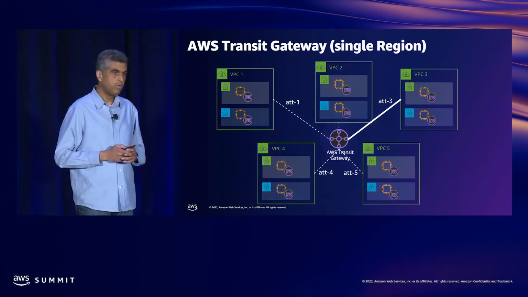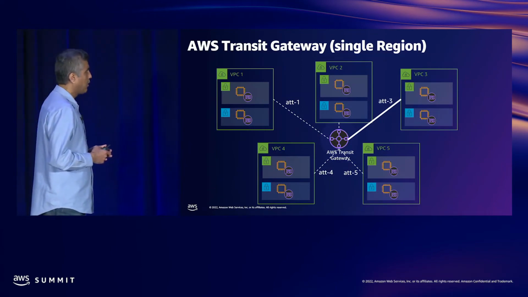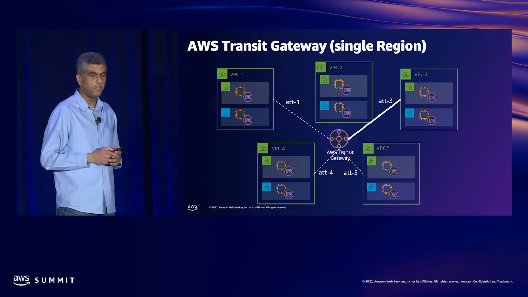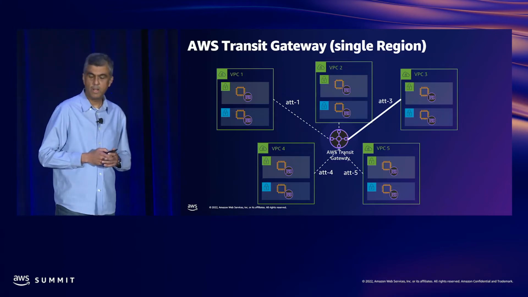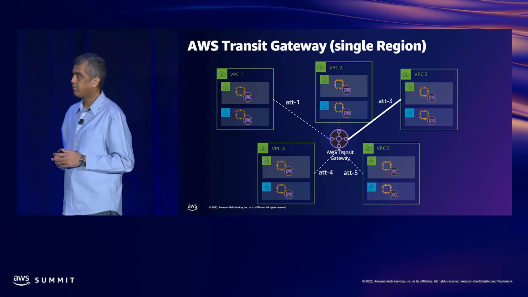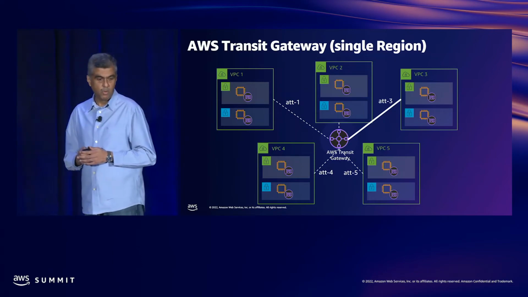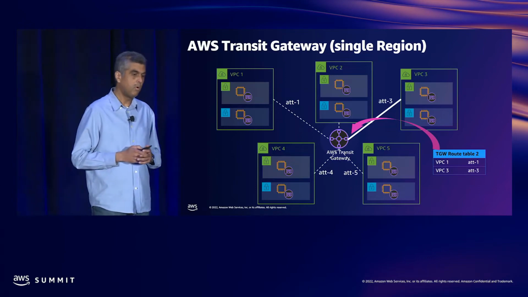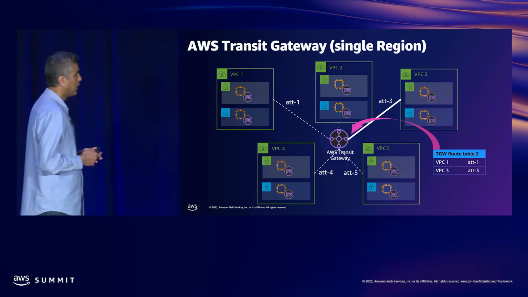Transit Gateway also, since it acts as a distributed layer 3 cloud router, a virtual cloud router, has its own route tables, just like your VPC route tables. And you can have more than one route table within the Transit Gateway. And once you define your route table, Transit Gateway can also help segment your traffic.